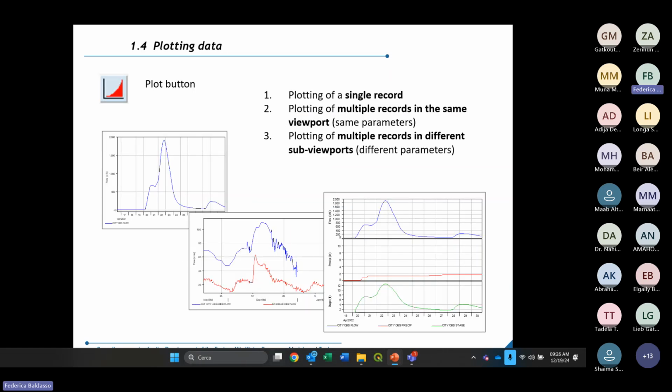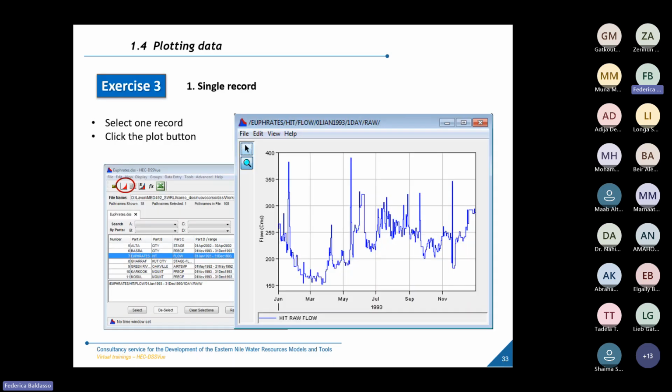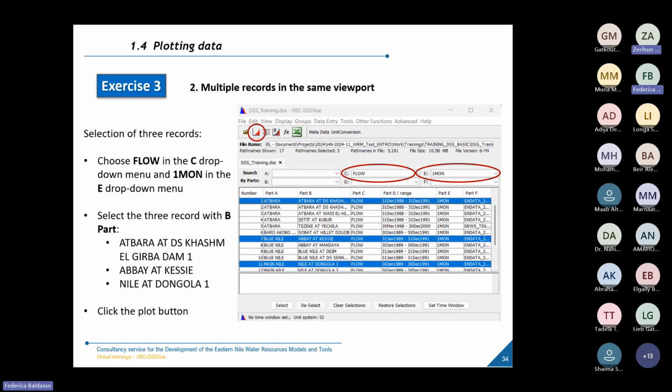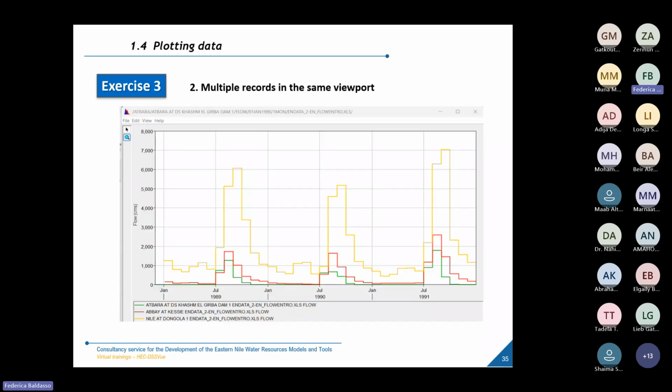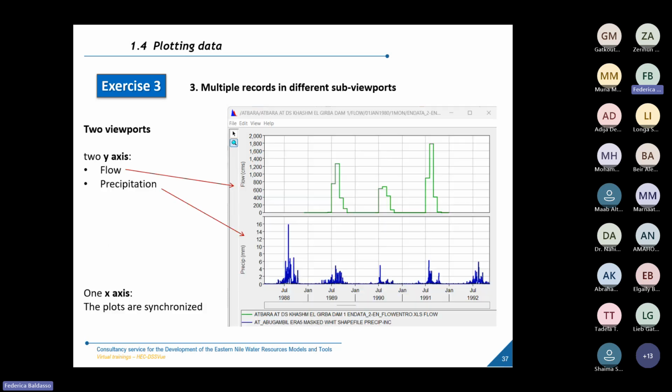And about the plotting of the data, we have seen three different types of plotting: the plotting of a single record, then the plotting of multiple series in the same viewport. That is this case. Then we have seen the plotting of multiple series in different viewports. That's the case where we have different parameters to plot, for example in this case the flow and the precipitation.